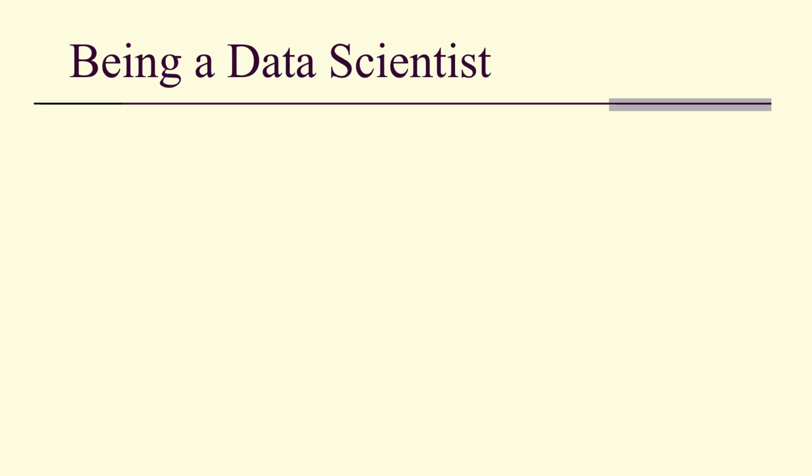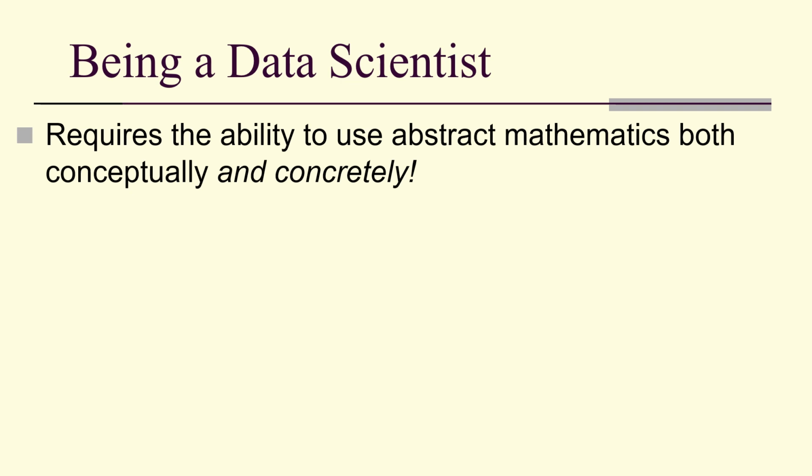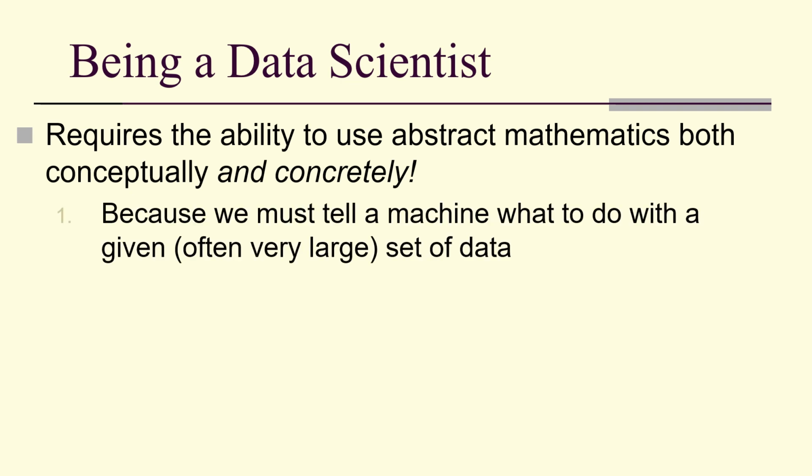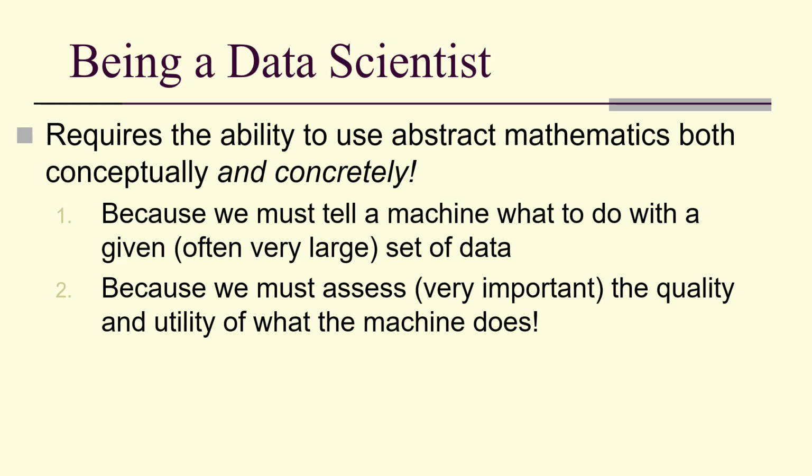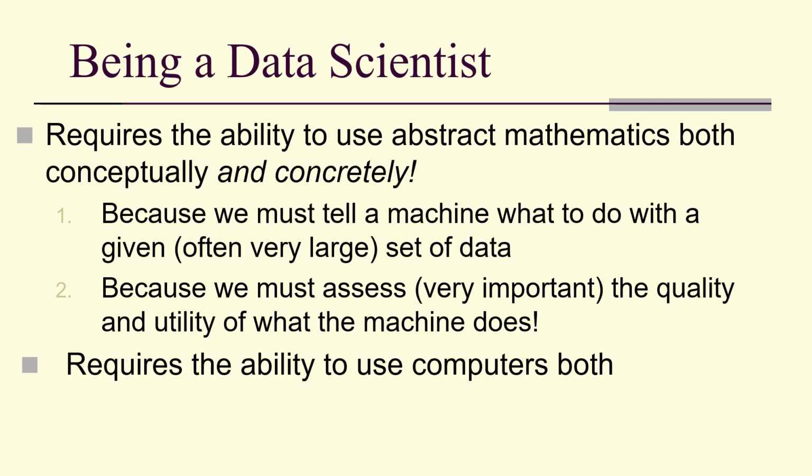So what does it mean to be a data scientist? Well, you have to be able to use abstract mathematics both conceptually and concretely. Because you have to tell a machine what to do with a very large set of data. So if you have a terabyte of data, you can't think of that in terms of individual numbers. You have to think of it as an abstract structure. You have to assess the quality and utility of what the machine does. So if you can't say how good the result is, then the quality of what you've produced is limited.